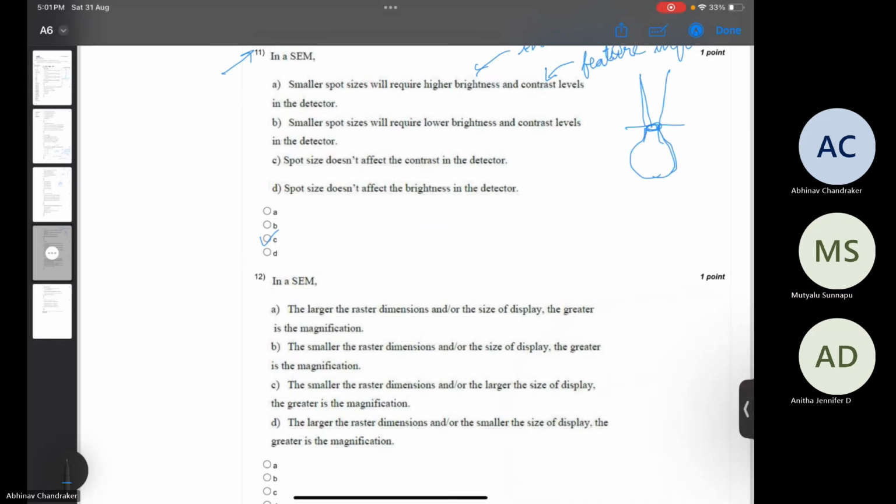Magnification, that greater than the magnification current, that smaller than the larger than that, the middle range. So here they are asking how is the dimension, magnification related to the rastering and the size of the display of the screen. Correct. So I think it will be the larger the term.